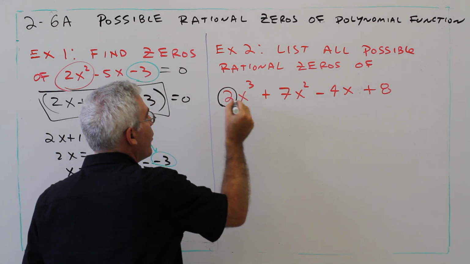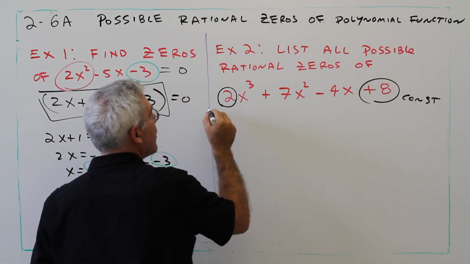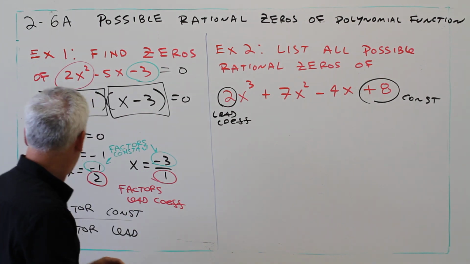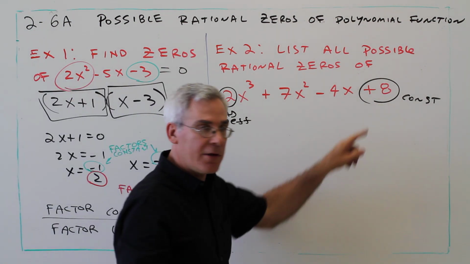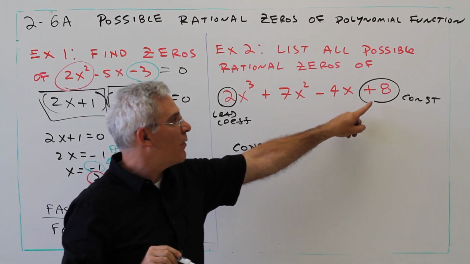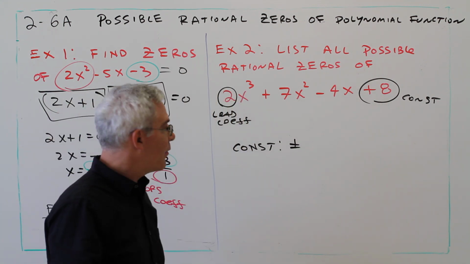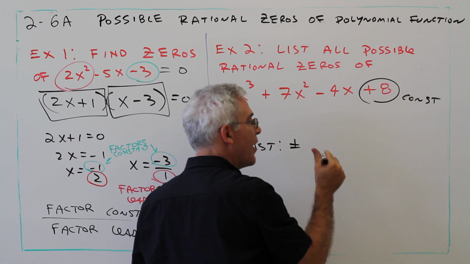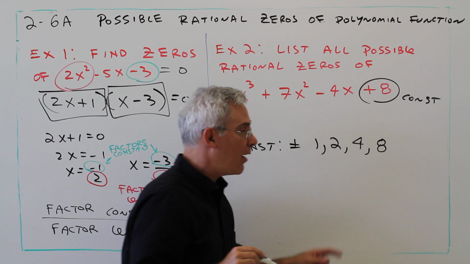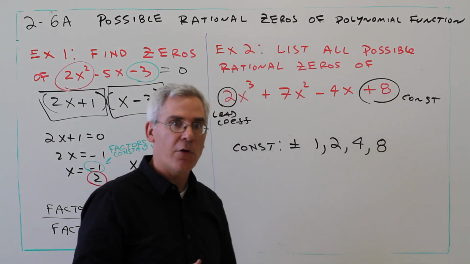Okay, I'm only concerned about the constant term and the lead coefficient. All right, so let's write the factors of the constant. I'll just make a little list here. The factors of the constant could be plus or minus, so I usually just write plus or minus once, and it's implied for the rest of the list. So factors of 8: 1, 2, 4, and 8. Again, 1 times 8 and 2 times 4.